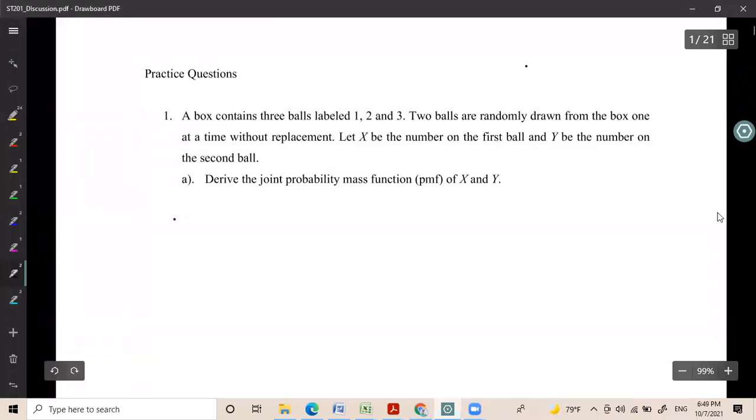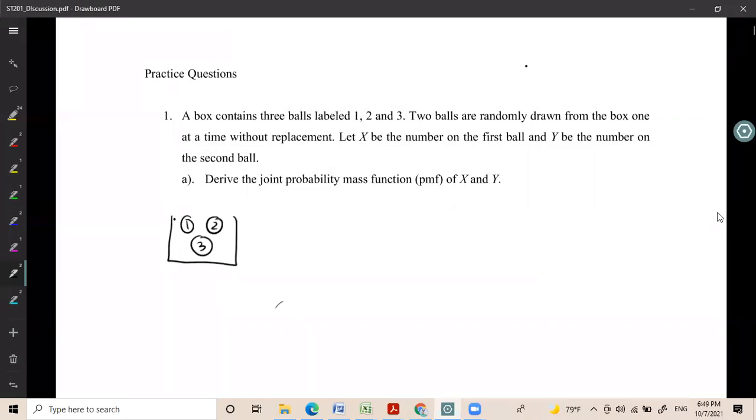Right. So look at this question. A box contains 3 balls labeled 1, 2, and 3. You randomly draw two balls from the box one at a time without replacement. Okay, you take one, you don't put it back, and you take the second one. Let X be the number on the first ball and Y be the number on the second ball. You have to derive the joint probability mass function, the PMF, of X and Y.